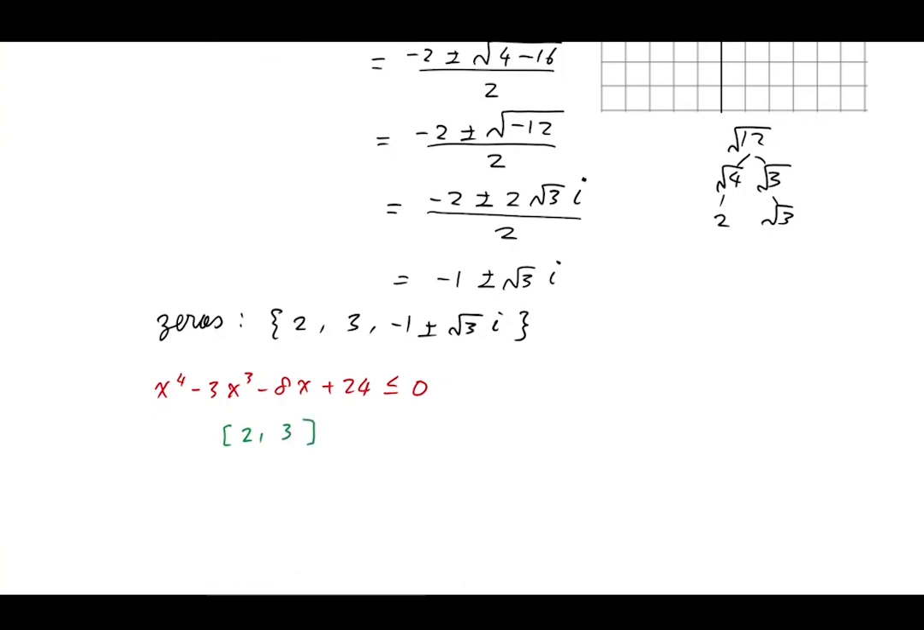And notice that these complex zeros did not contribute to this inequality at all. Hopefully this was beneficial to you.